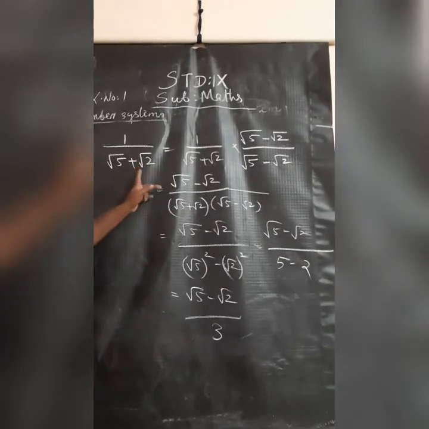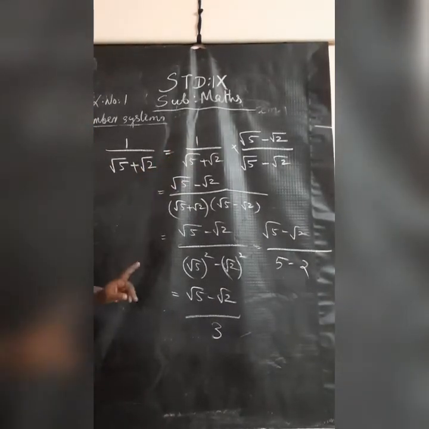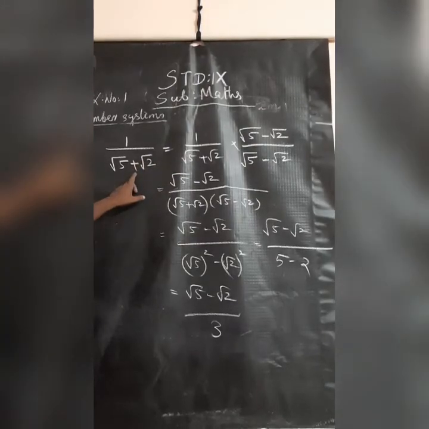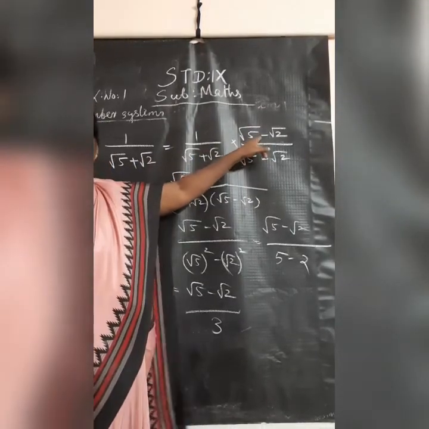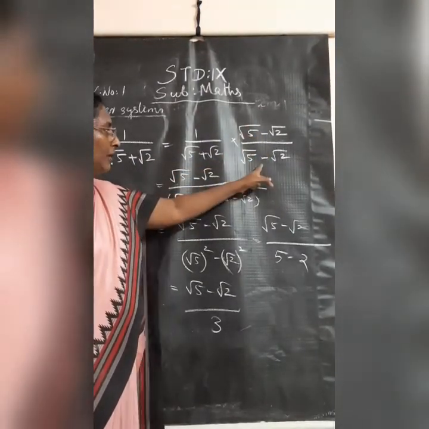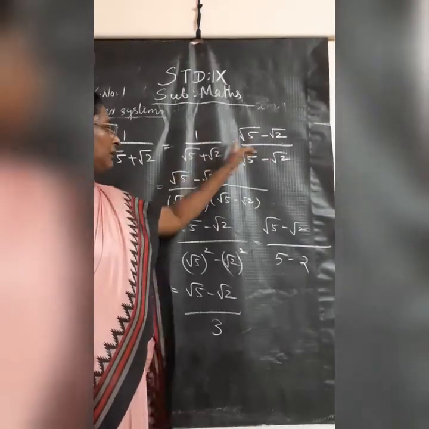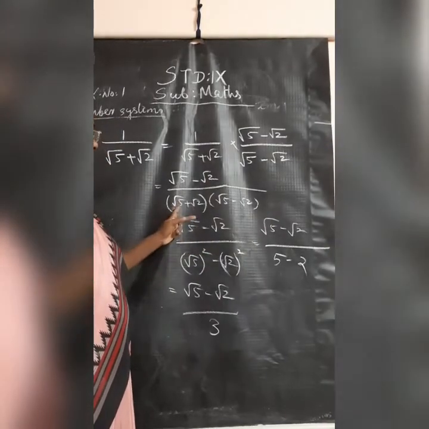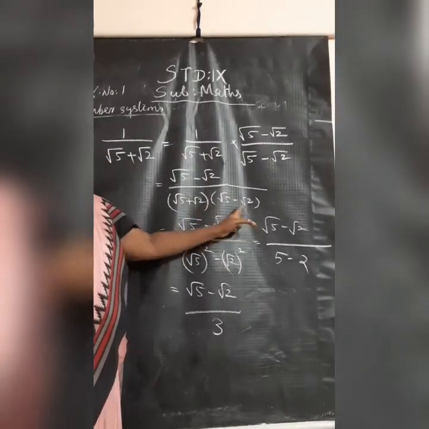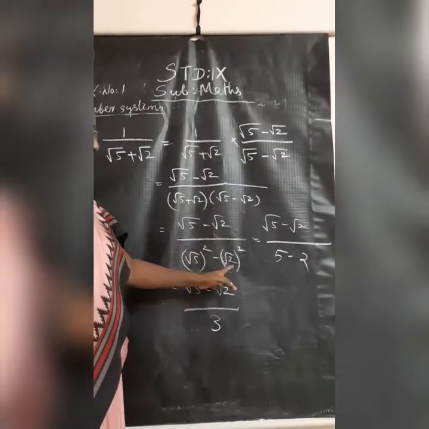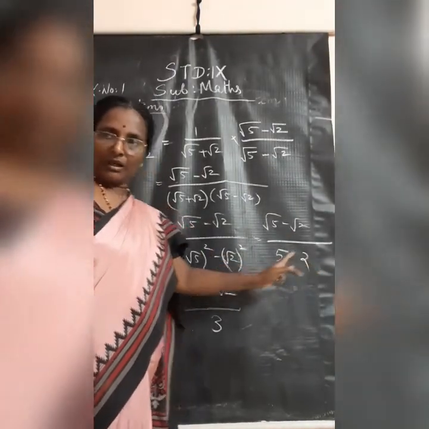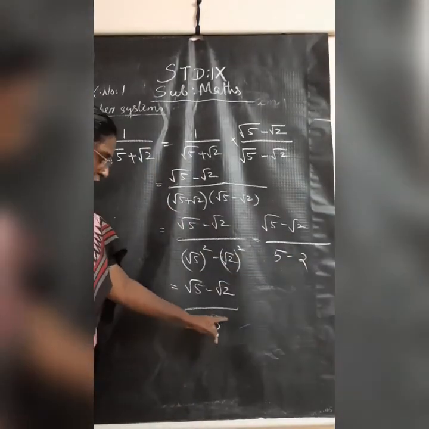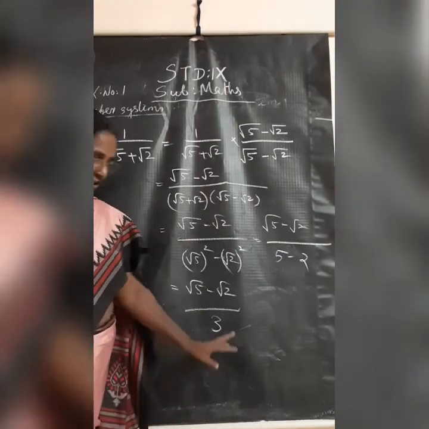Clear now, the method? Any doubt you are feeling? So here the rationalizing factor is found out. What's the rationalizing factor? Root 5 minus root 2. Multiply up and down, numerator multiply, denominator multiply, and write. So this is a plus b into a minus b form, so a square minus b square. So 5 minus 2, how much did we get? 3. So the denominator became a rational number.